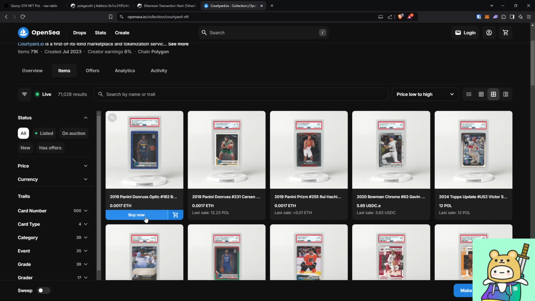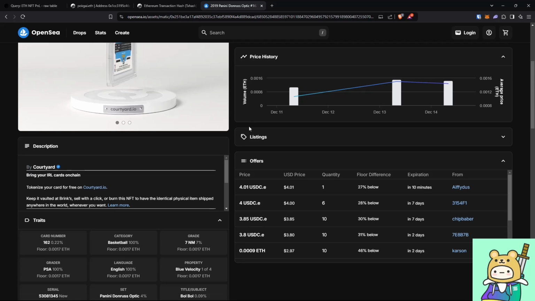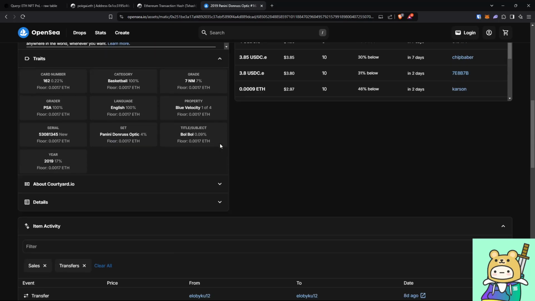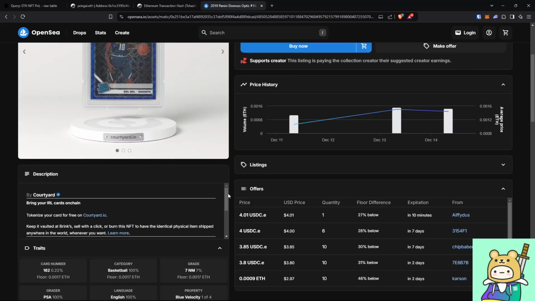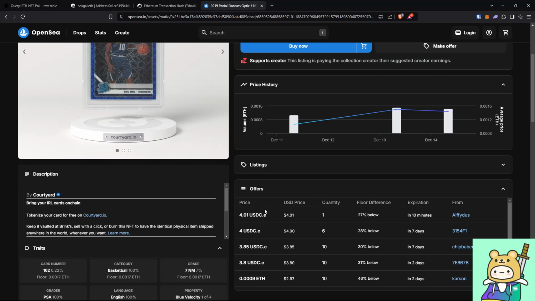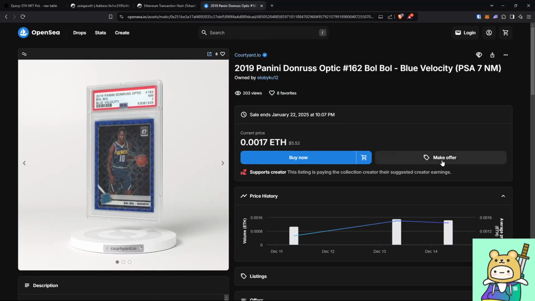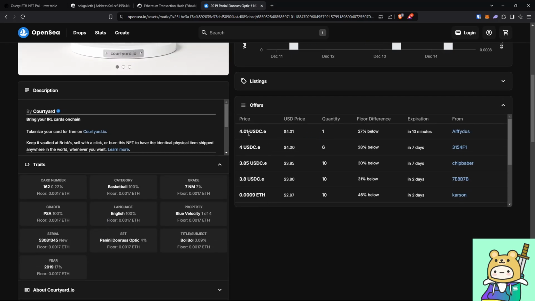But if I'm the one that owns this NFT, for example this is my NFT, and I list it for sale over here, anyone can then create an offer, like make offer here, and you can see there's a list of offers over here, right? And if I like this offer, I can accept this offer.